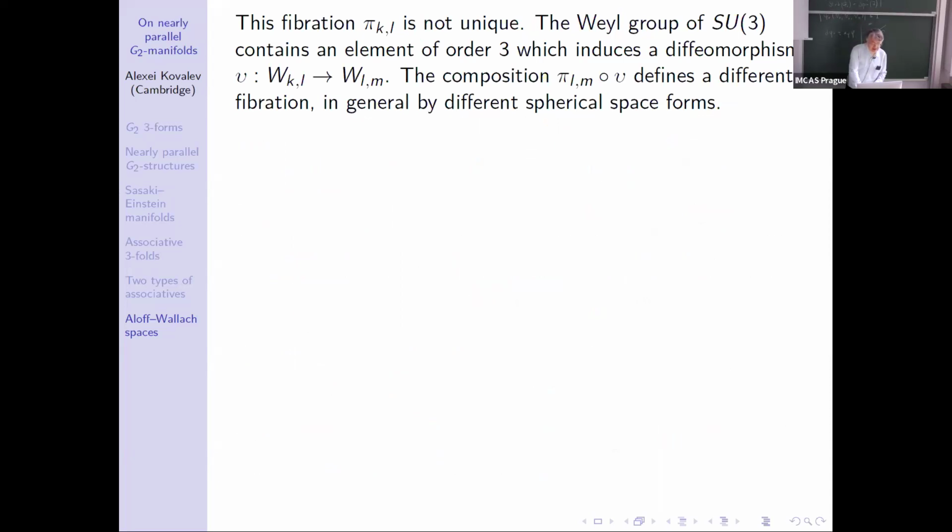Now, another thing is this fibration is not unique even if we fix K and L, because we can again use the theory of Lie groups and algebras, and more precisely the Weyl group of SU3, which has an element of order 3. It induces a diffeomorphism between apparently different Aloff-Wallach spaces, W_KL and W_LM. So one can compose our fibration with this diffeomorphism and get a different fibration. In other words, several apparently different Aloff-Wallach spaces are in fact diffeomorphic. So for the same manifold, we get different choices of fibrations. Okay, so this is the kind of geometry.